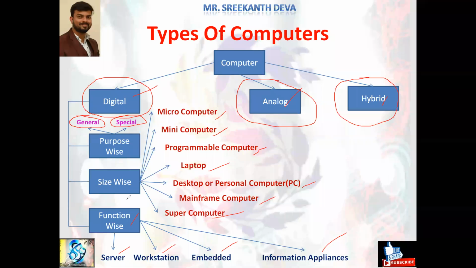Next, size wise is again categorized into microcomputers, mini computer, programmable computer, laptops, desktop or personal computer, mainframe computer, and supercomputer. Coming to function wise, it is categorized into servers, workstation, embedded, information appliances. This is very important for examination. There is a chance the exam asks you to explain in detail different types of computers. Try to draw this entire diagram and start explaining one by one.